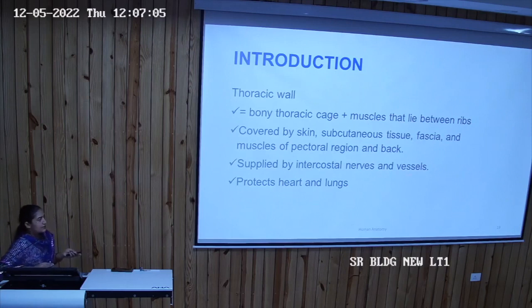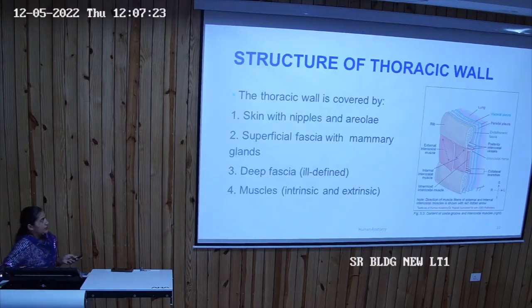Then these are all supplied by the intercostal nerves and vessels. All of the intercostal spaces have an individual intercostal vein, artery and nerve. Each of them will be supplying each group of the muscles. So the thoracic wall is covered with the skin, nipples, areola, and superficial fascia containing the mammary gland. You have already read the mammary gland, then the deep fascia and the muscles.